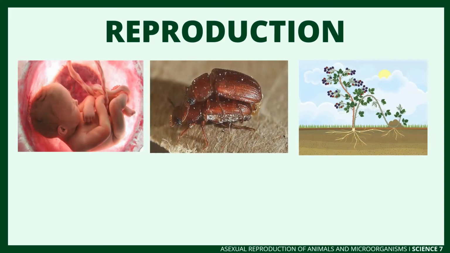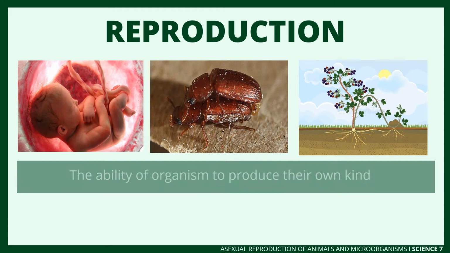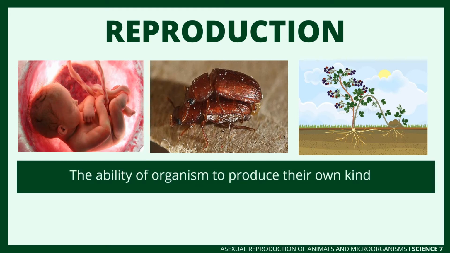Reproduction is described as the ability of an organism to produce their own kind. Reproduction is a biological process by which new individual organisms are produced from their parents. It may perform in two ways, either asexual or sexual.